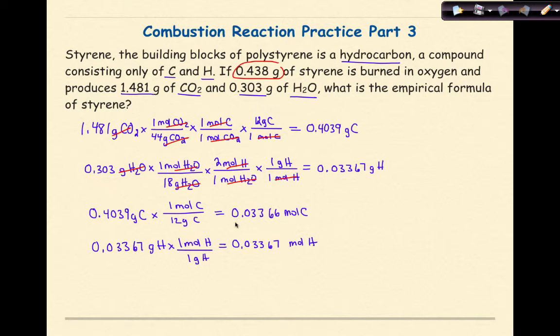Now, these are extremely close to each other. Which one's the smaller one? Well, I guess if we were getting really nitpicky, we could say this is the smaller one, and we'll divide this one by this. And ultimately, I think we can look by inspection and say that this is pretty much a 1-to-1 ratio. So what is my empirical formula here? Well, it's C1H1 because it's in a 1-to-1 ratio. Or more commonly, we just see it as CH, and that would be our empirical formula.